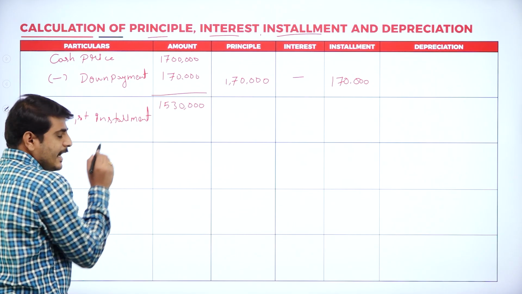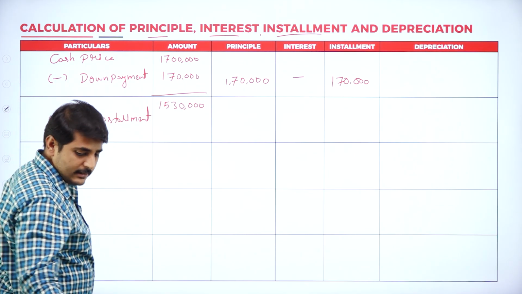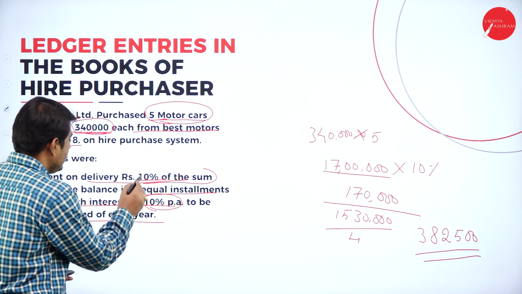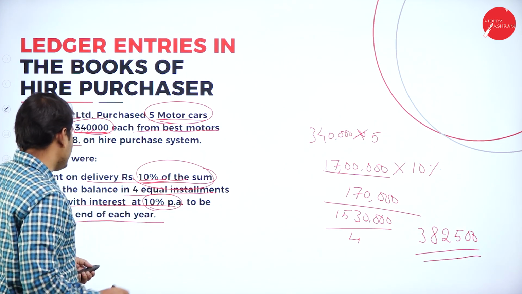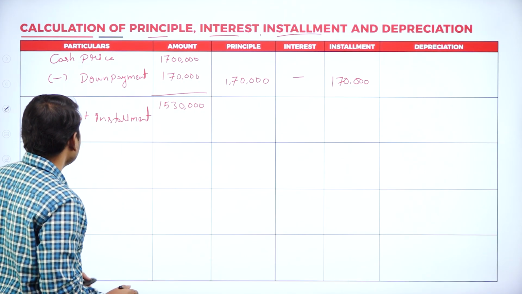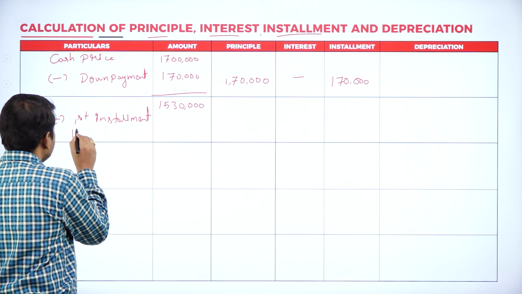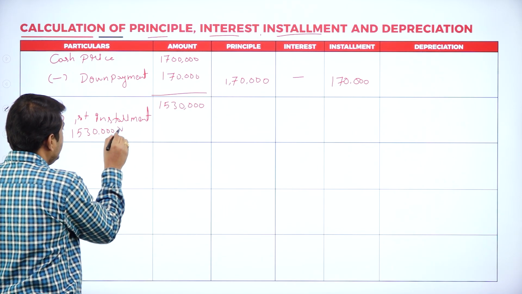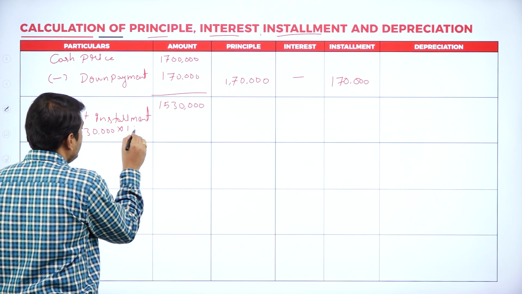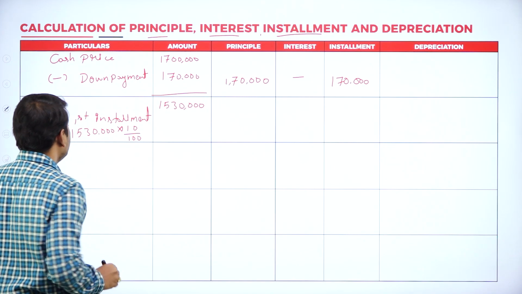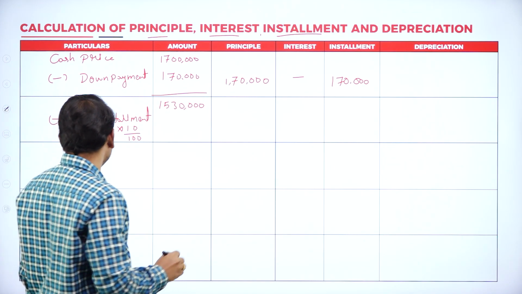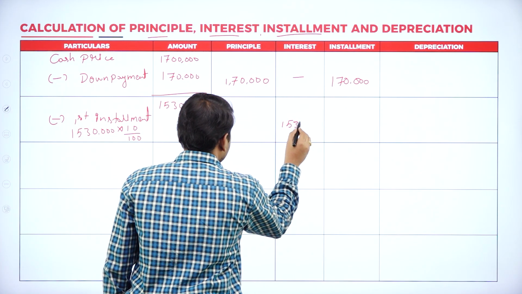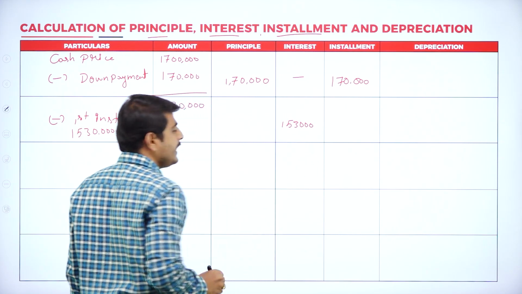So what is the rate of interest? 10%. See, our interest rate is 10% per annum. So 15,30,000 into 10 by 100. So our interest is 1,53,000 for the first year.